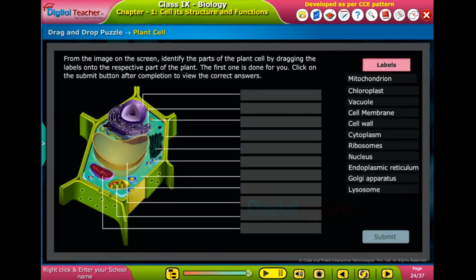From the image on the screen, identify the parts of the plant cell by dragging the labels onto the respective part of the plant. The first one is done for you. Click on the Submit button after completion to view the correct answers.